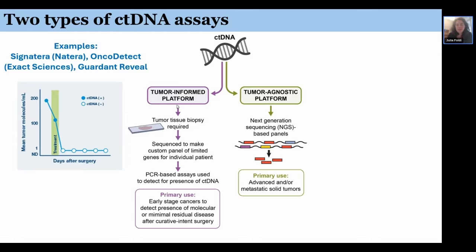In this type of test, there is a requirement for tumor tissue. And so this has to be either from a surgical specimen or from a biopsy. This tumor is sequenced to make a personalized custom panel that's designed on a limited number of genes in each individual patient. We think about this as a barcode. And then once this barcode is available, it can be used to test the blood sample to see if that barcode is then found in the blood.